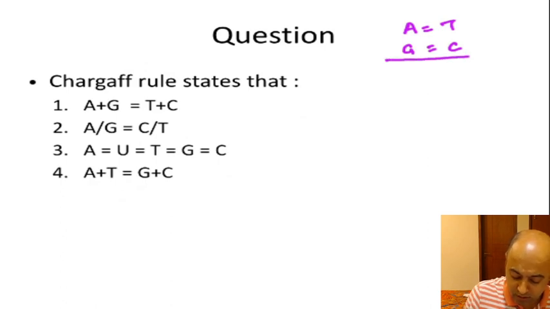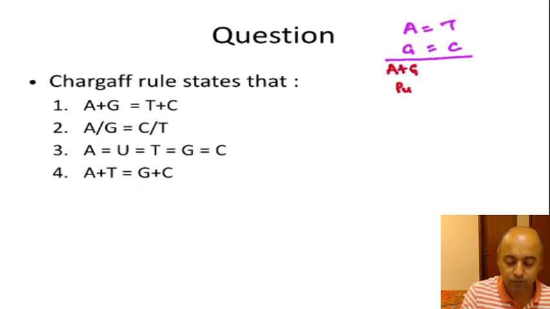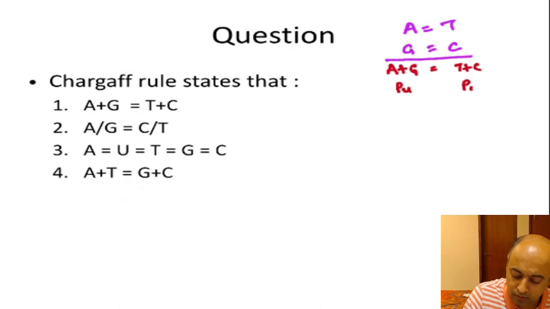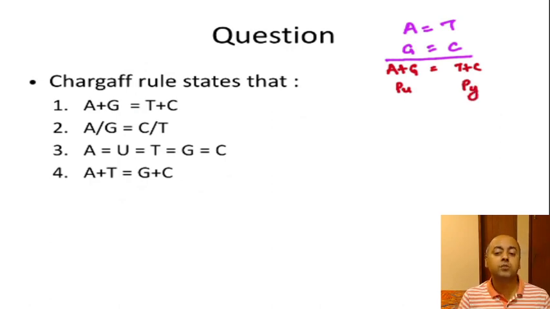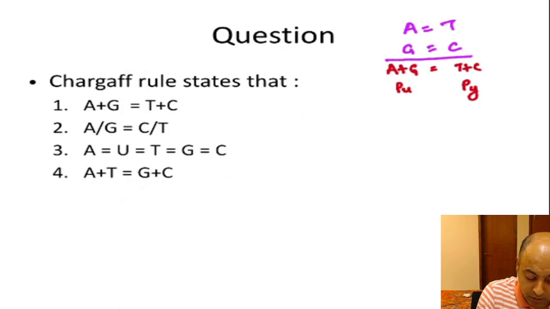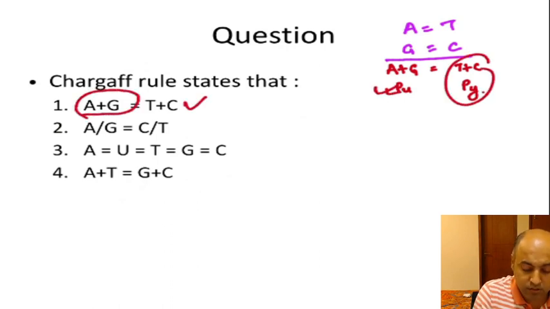If you look at both sides, this is the purines, and if you look at this side, this is the pyrimidine. So what this means is the amount of purine is equal to the amount of pyrimidine in double-stranded DNA as per the Chargaff rule. So look here, A plus G is the purine, T plus C is the pyrimidine.